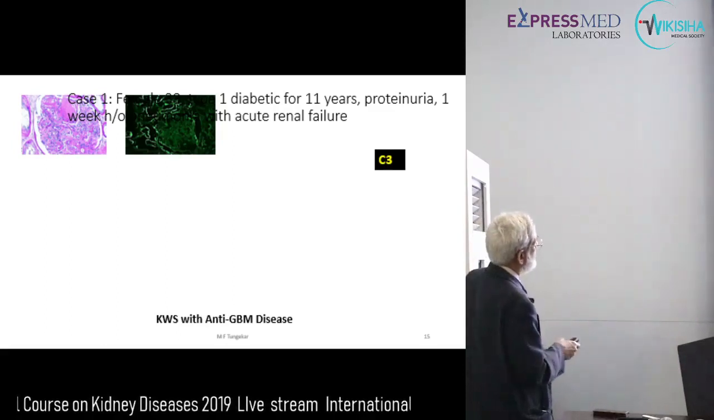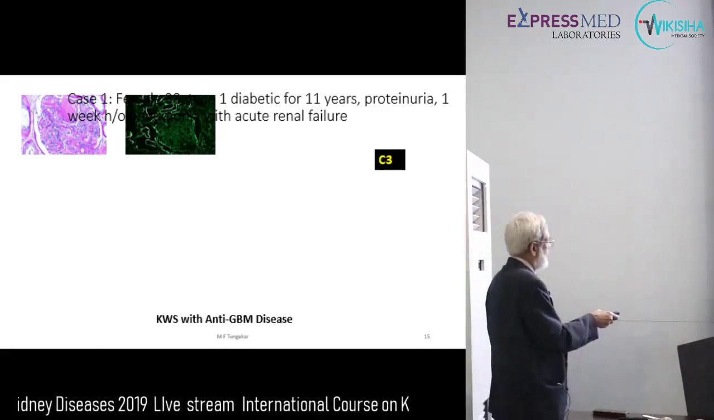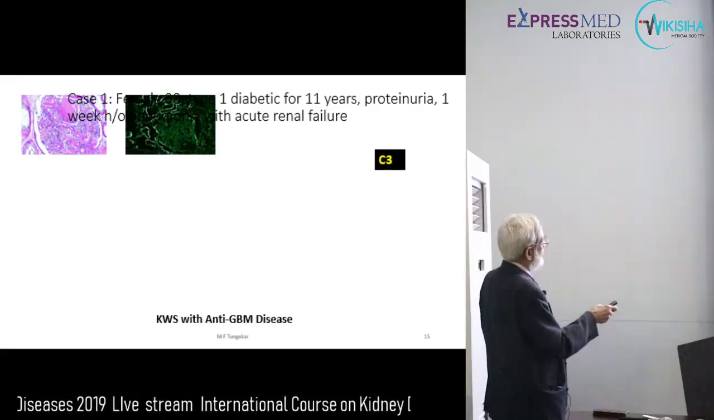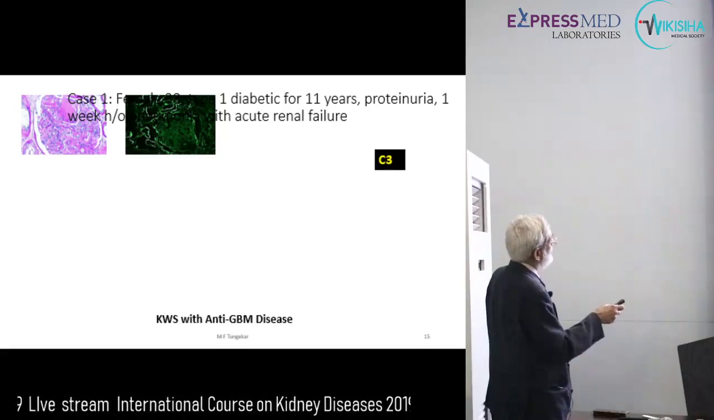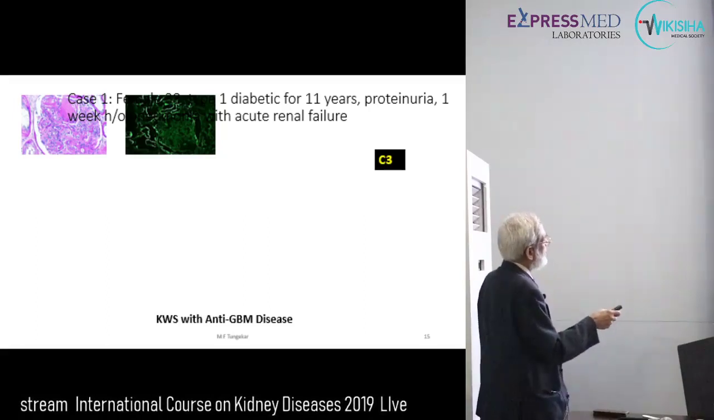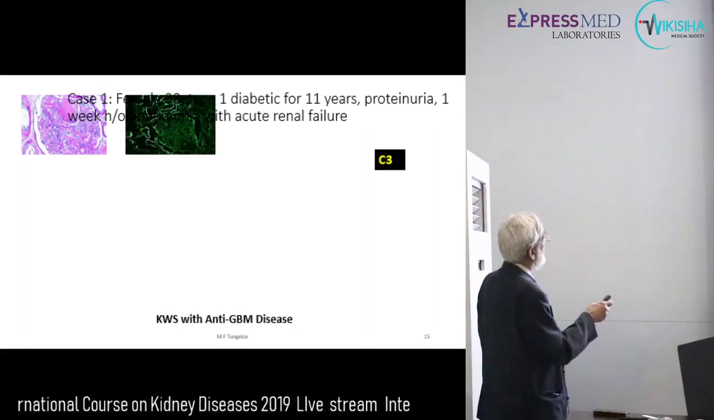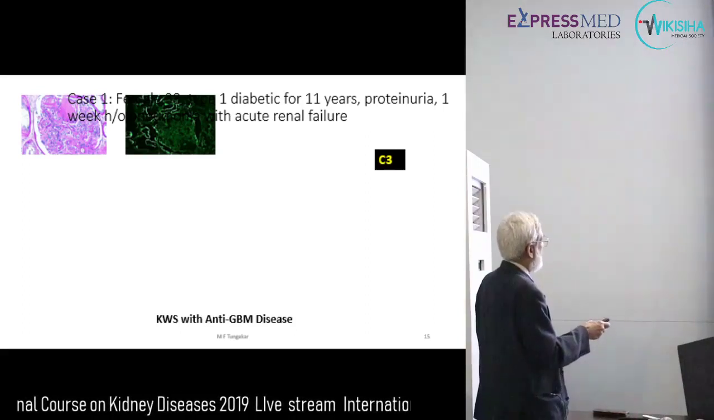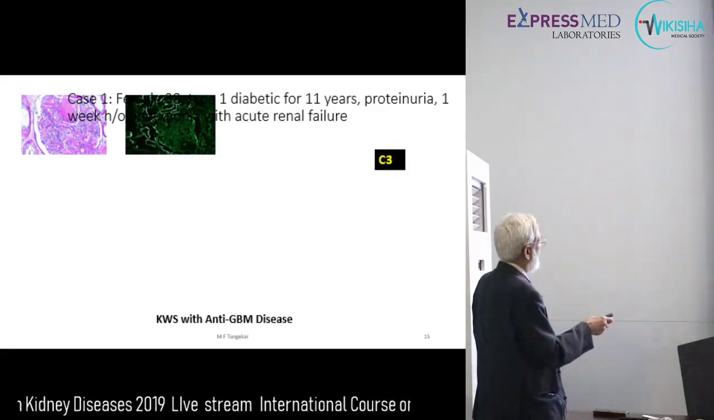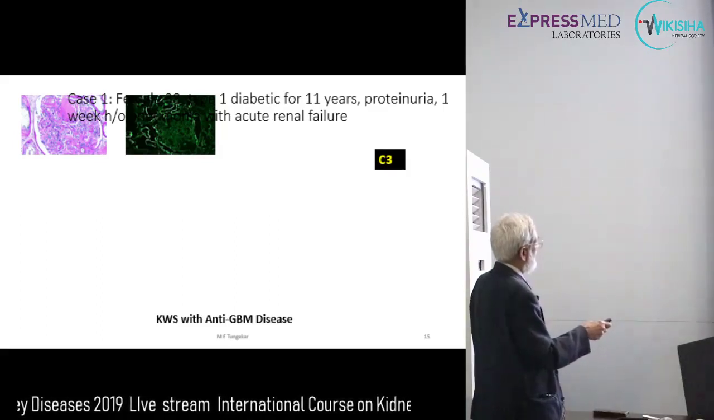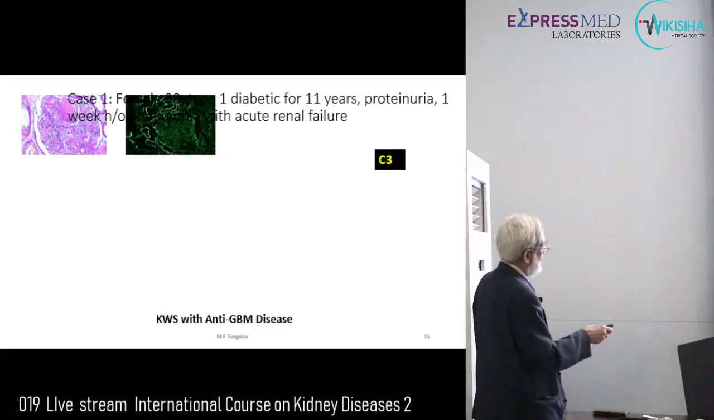This was another case of KW nodules. The beginning of a KW nodule here, the mesangial increase. But again, a male of 45, type 2 diabetic for 11 years, with proteinuria but recent hematuria and a 1 year history of hypertension. And you see a small crescent. Again, inflammatory cells, and endocapillary hypercellularity blocking the capillary lumen completely.